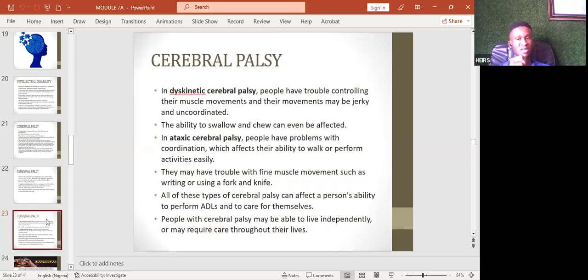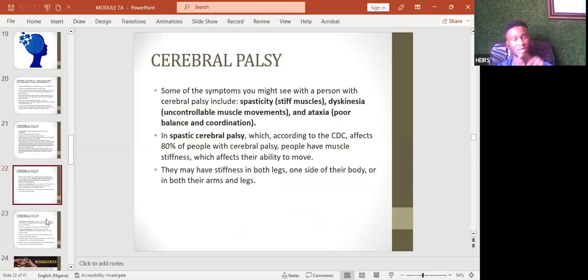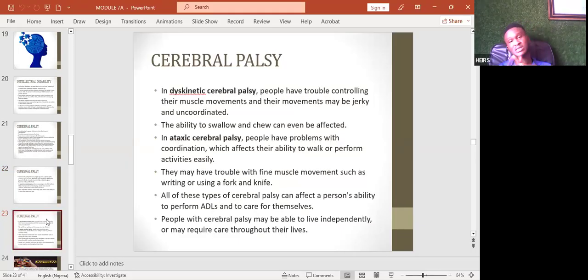People with cerebral palsy may be able to live independently or may require care throughout their lives, depending on the type of cerebral palsy. Some with kinetic cerebral palsy, or even ataxia cerebral palsy, may still be able to live independently. But in cases like spastic cerebral palsy, where the legs are stiff and the hands are stiff, or let's assume both hands and both legs are stiff, this person cannot. So they require care throughout their life.